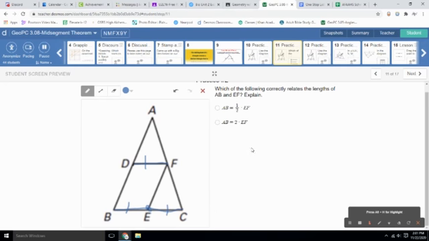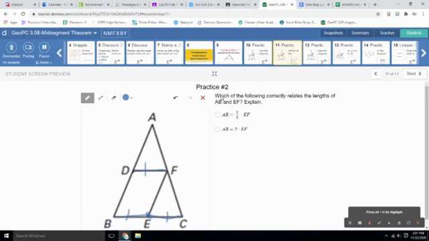Now, with that said, let's tackle the question. It says, which of the following correctly relates the lengths of AB and EF? Let's go ahead and highlight AB so we know what we're talking about, AB and EF. And you're supposed to give an explanation, but let's just get to the answer first.